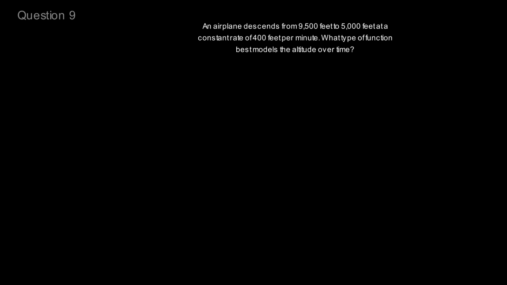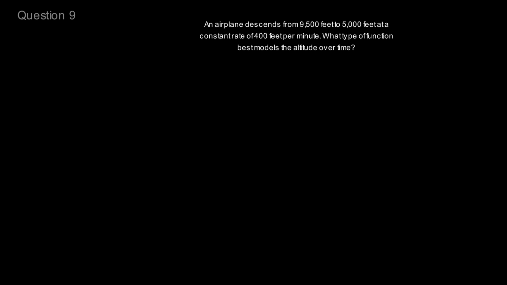An airplane descends from an altitude of 9,500 feet to 5,000 feet at a constant rate of 400 feet per minute. We need to determine which type of function best models this scenario. First, the word descends tells us that the altitude is dropping over time, meaning the function must be decreasing. But how do we know if it's linear or exponential? Let's look at the visualization on our graph.